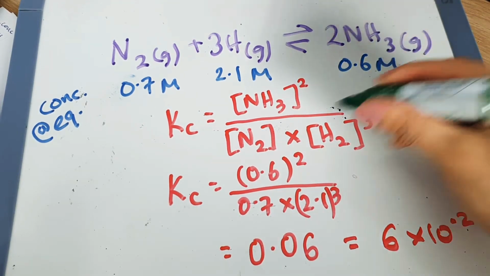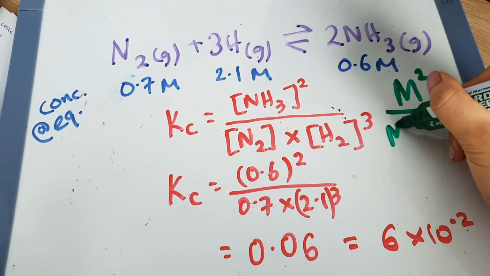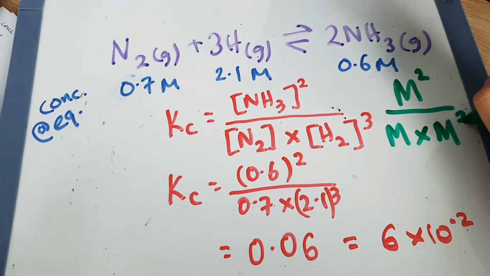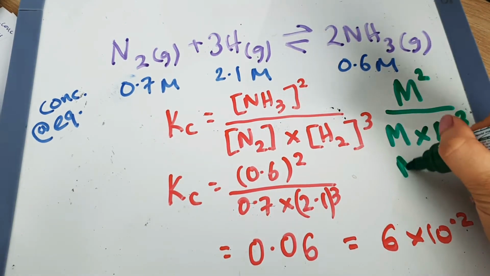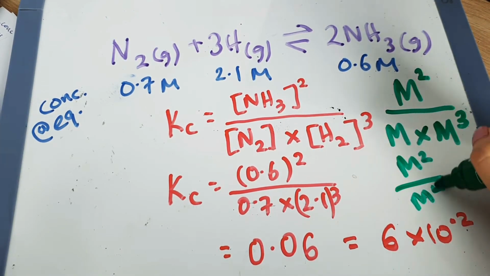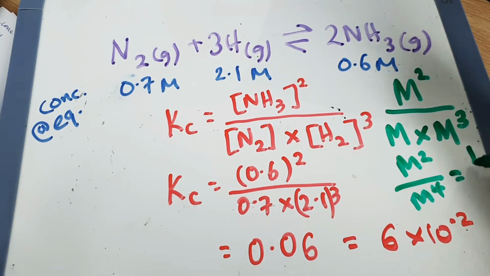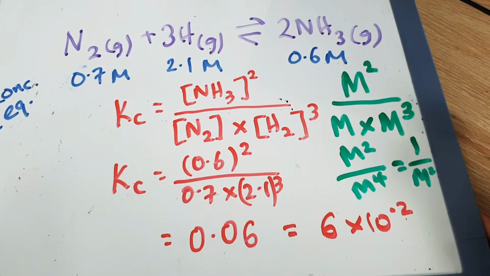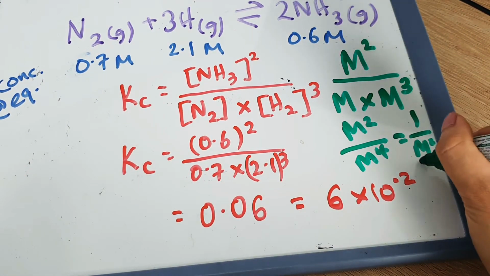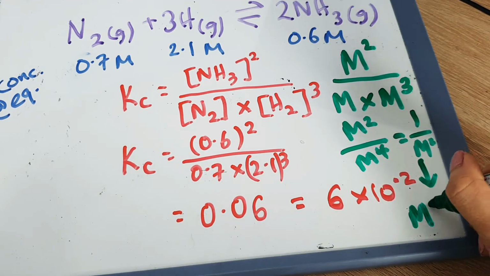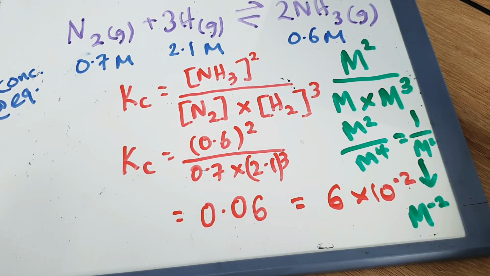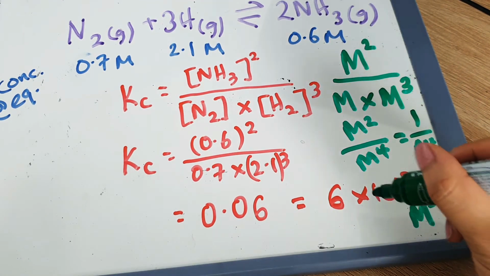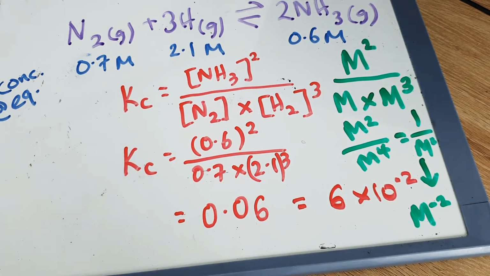And down here would be nitrogen gas, M, multiplied by hydrogen gas, which is concentration to the power of 3. So we actually have M squared over M to the power of 4. That gives us 1 over M squared. Sorry guys, this can be written as M to the power of -2. I hope you paid attention when you were taught indices in maths. So the unit for this particular example here is going to be M to the -2.